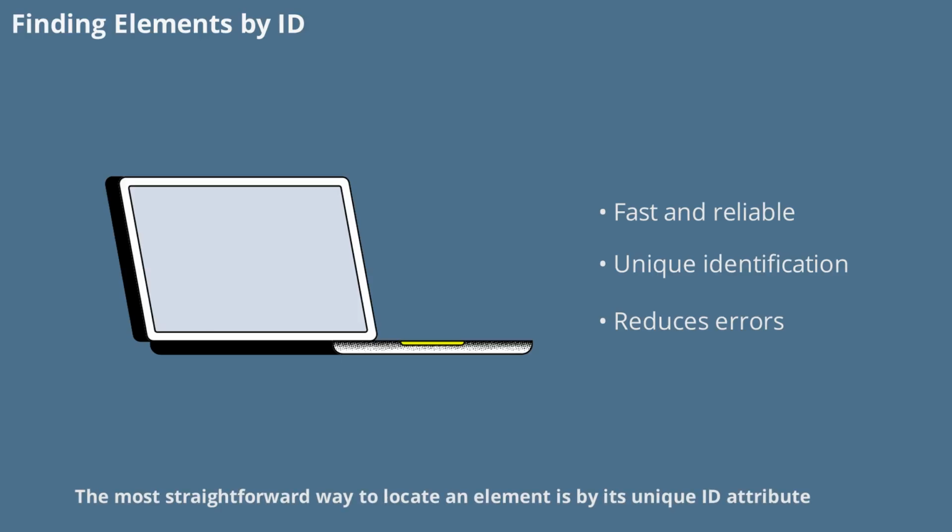The most straightforward way to locate an element is by its unique ID attribute. In Selenium, you can use the findElement method to quickly and reliably find elements. Since IDs are meant to be unique within a page, this method is both fast and stable. Whenever possible, prefer using IDs for element identification to minimize errors and improve test reliability.